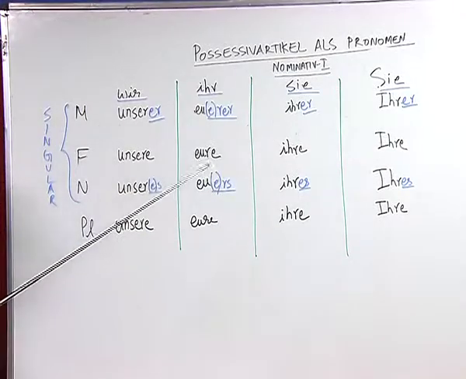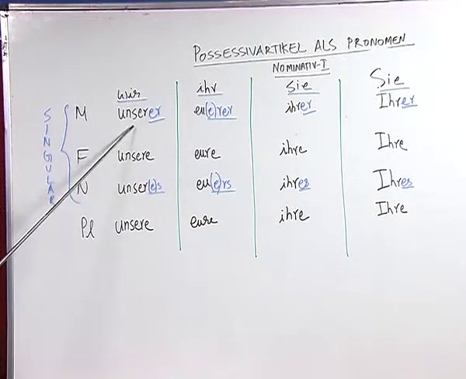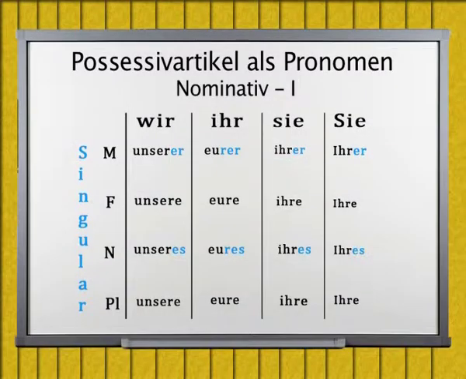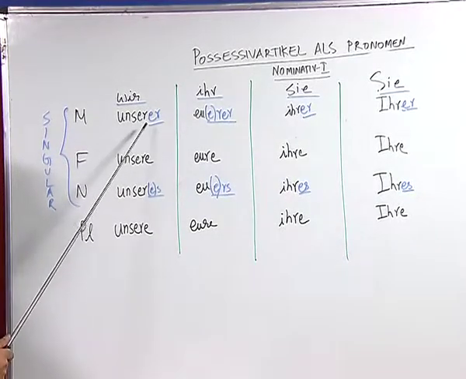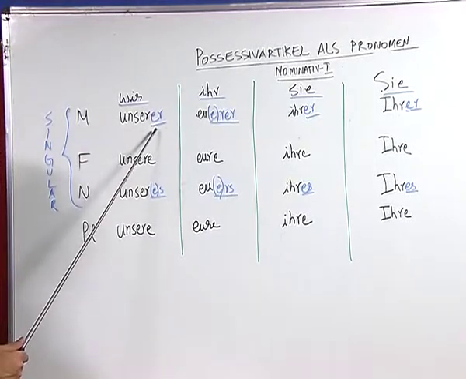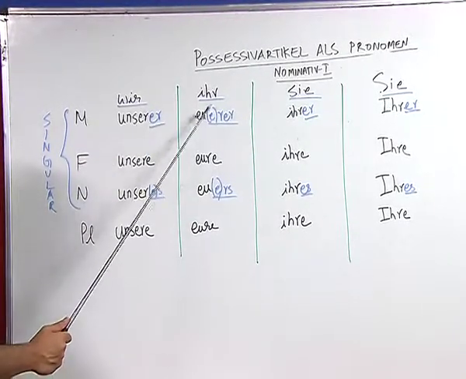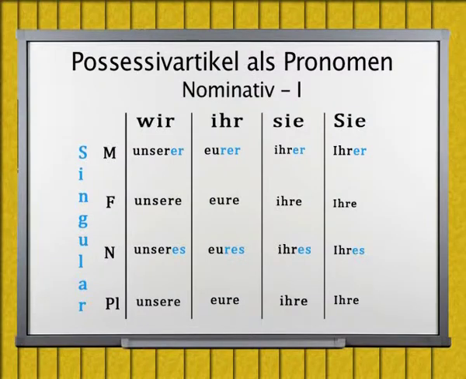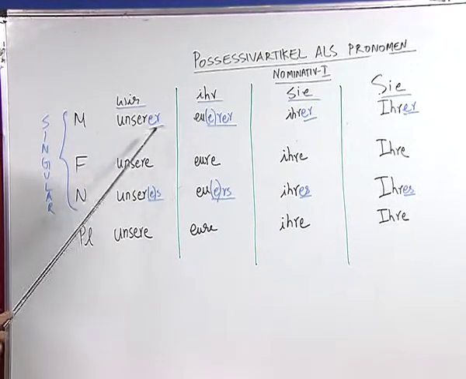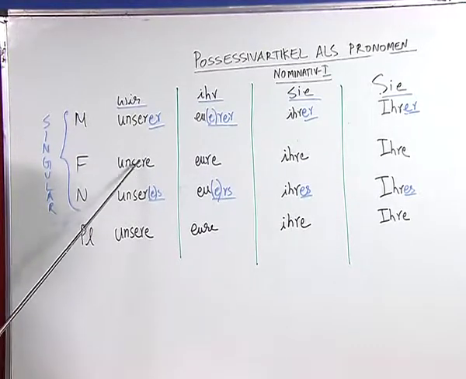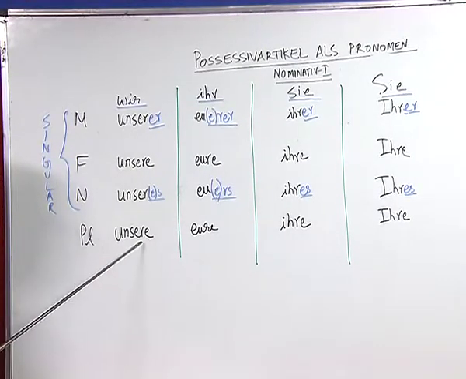Now, if you remember, we had done that in the ending with unser, unsere, unser, we have for masculine the ending er, for ihr are, and are. However, there are also small variations when you are using possessive articles as pronouns for wir, ihr, where there could be the ending of es for neuter in the case of wir and ihr. So, if we look at the table, we have wir unserer, unsere, unseres and unsere.